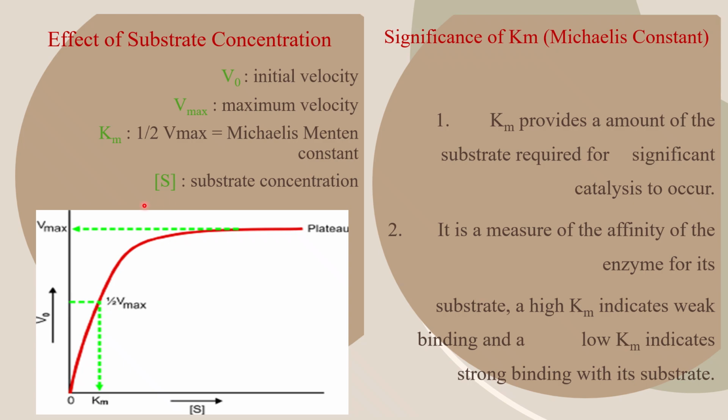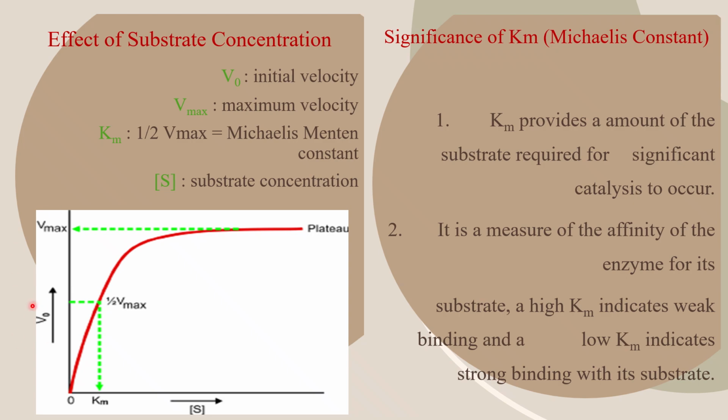And the reason is that in this particular system, we have kept the enzyme concentration constant. So once all the enzymes are saturated or engaged with the substrate molecules, there is no more enzyme available in the system. So even after increasing the substrate concentration, there is no rise in the velocity. That is the reason, and that's how we get the plateau. This graph we get is known as the hyperbolic rectangular graph.